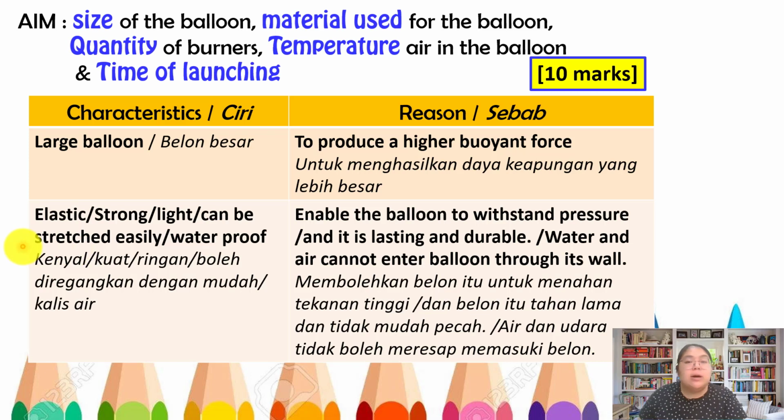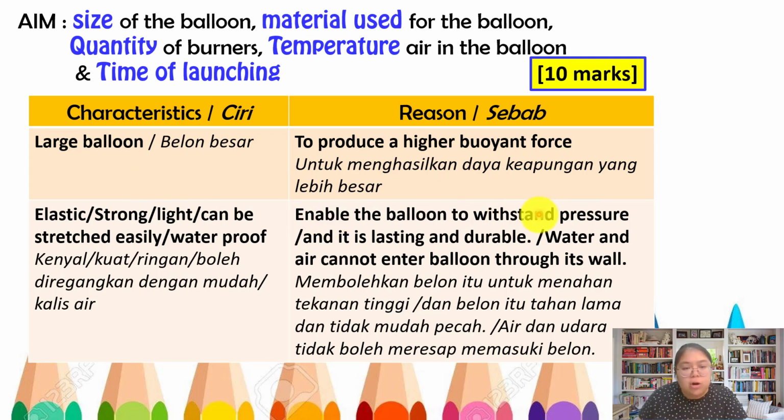Okay, the second one is about the material. From here, we never mention the name of the material. We just say elastic. Elastic material can, strong material can, light can. Light means it is easy to lift up. Can be stretched easily, or you can say waterproof. Let's see the explanation. If I say elastic, it enables the balloon to withstand the pressure. So elastic, or you say strong, we can also use.